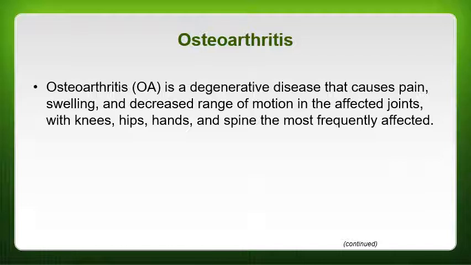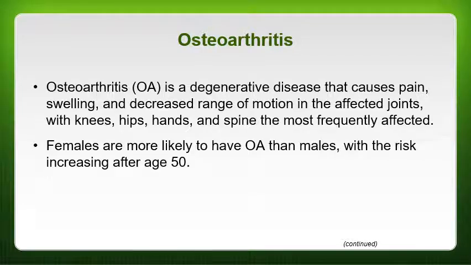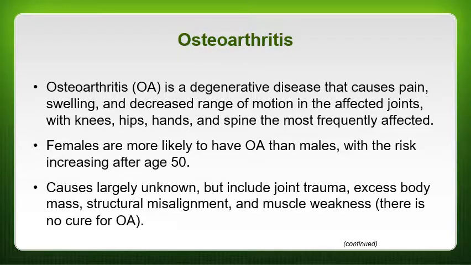And this could begin as early as 40 years of age. As far as risk factors are concerned, you look at gender, age, race, excessive body mass, prior joint trauma, muscular weakness, and estrogen deficiency. As a matter of fact, females are more likely to have osteoarthritis than males, particularly with an increased risk after age 50. But like I said, it could begin even as early as age 40. And again, I had mentioned some of the risk factors.